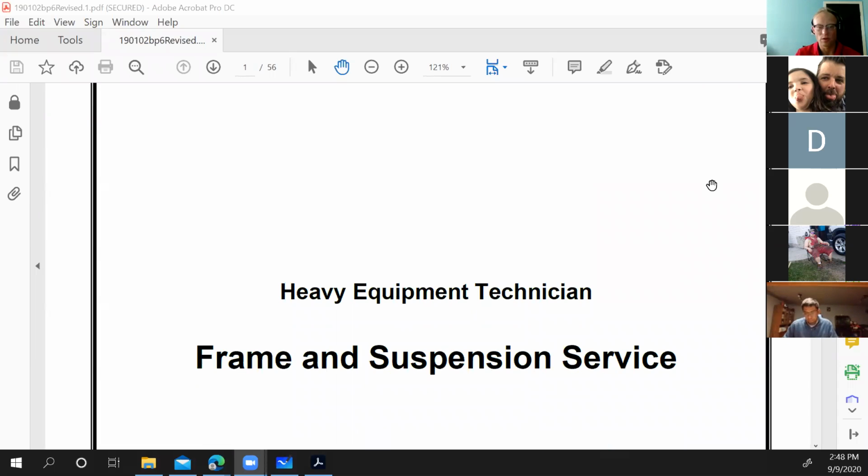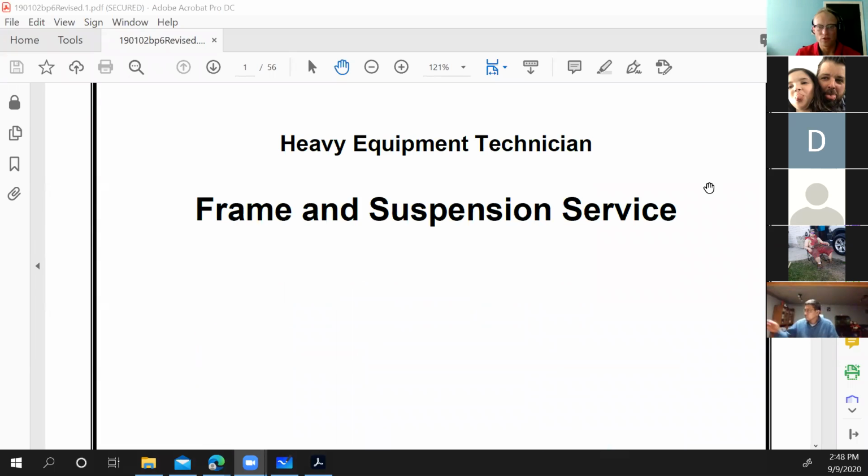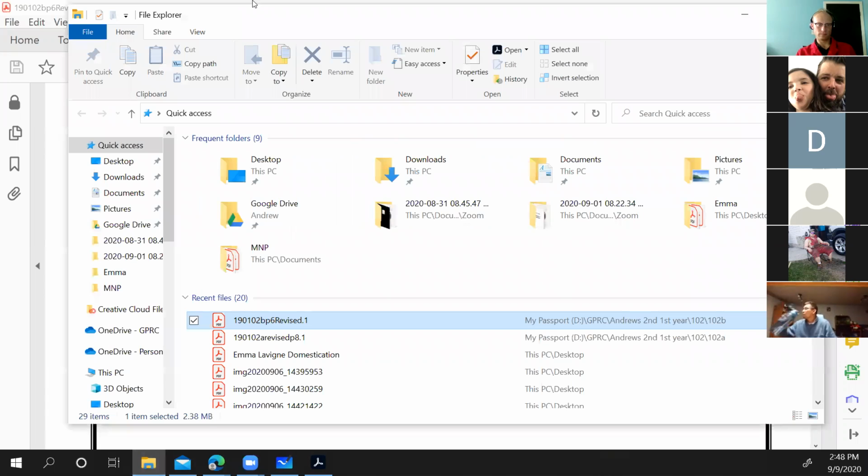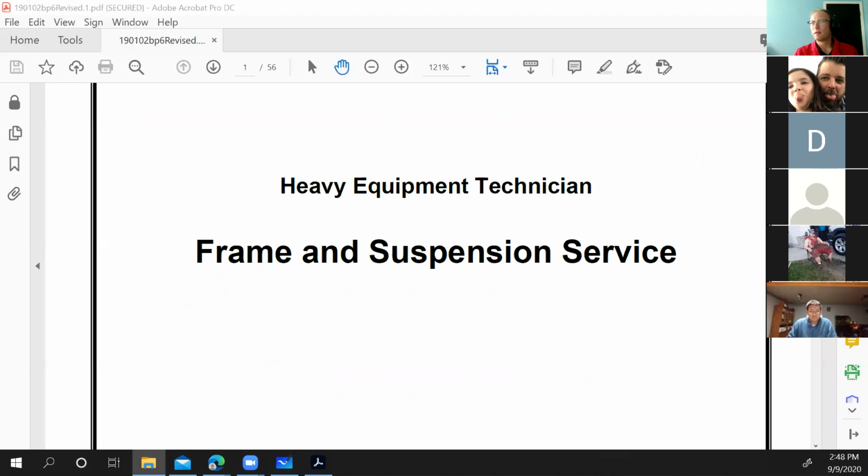190102B. Next book we're going to look at, frame and suspension service. Everybody got that out? Yes, sir. Perfect.